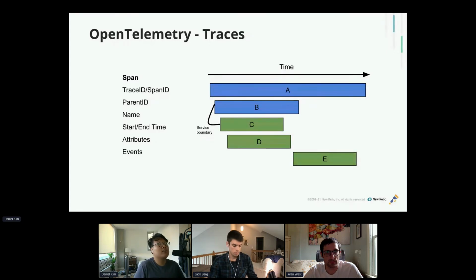For common operations like an HTTP call, a span's name and set of attributes should follow the OTEL semantic conventions for it to be read properly by a lot of different backends. The traces specification of OpenTelemetry is the most mature out of all of the different types of data, like metrics and logs. The specification has been declared stable and a lot of companies use it in production. So yeah, super cool.